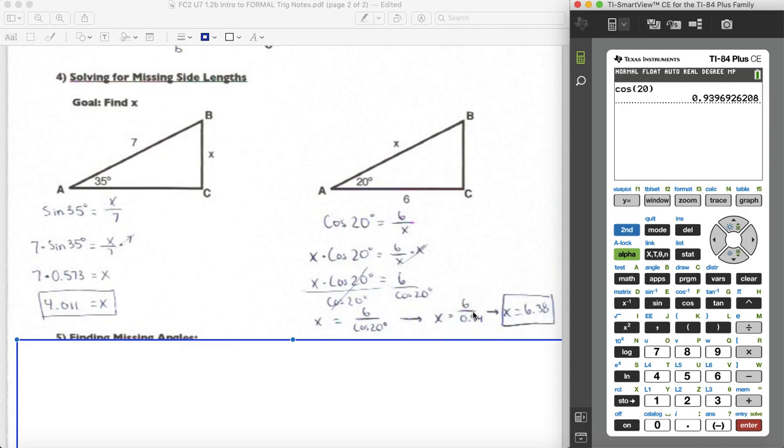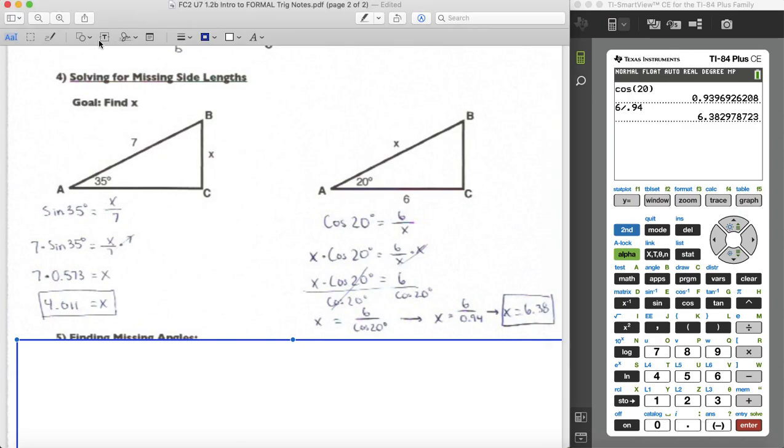Keep it all in place the same way. X equals 6 divided by cosine of 20, which we said is 0.94. So 6 divided by 0.94 equals 6.3829787723. Round that off to 6.38. Okay, so I found my hypotenuse, my missing side length. That's 6.38.